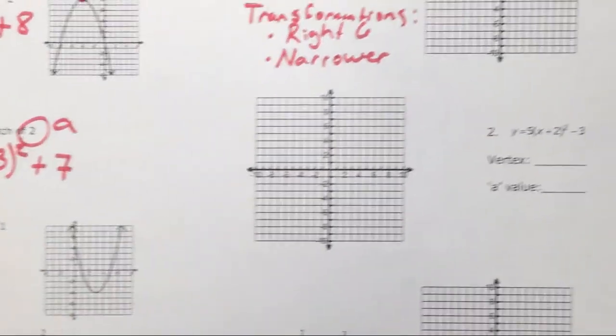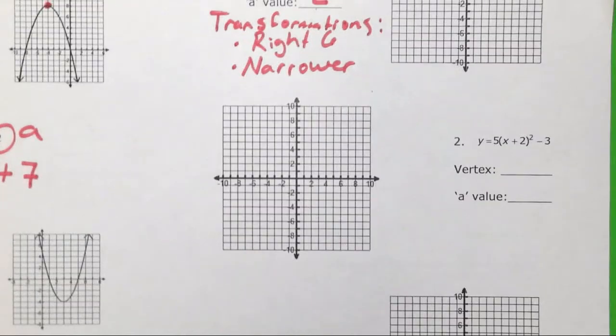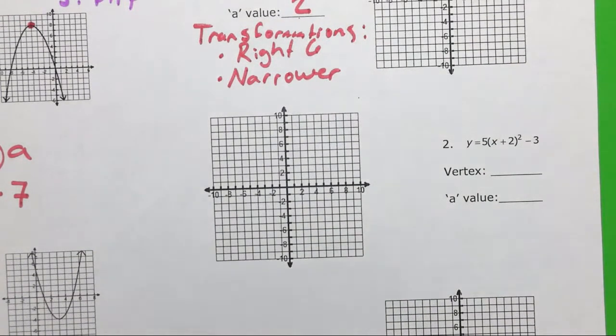Let's look at this one now. Same deal. We've got the equation. What we're going to do is come up with the vertex and the a value.